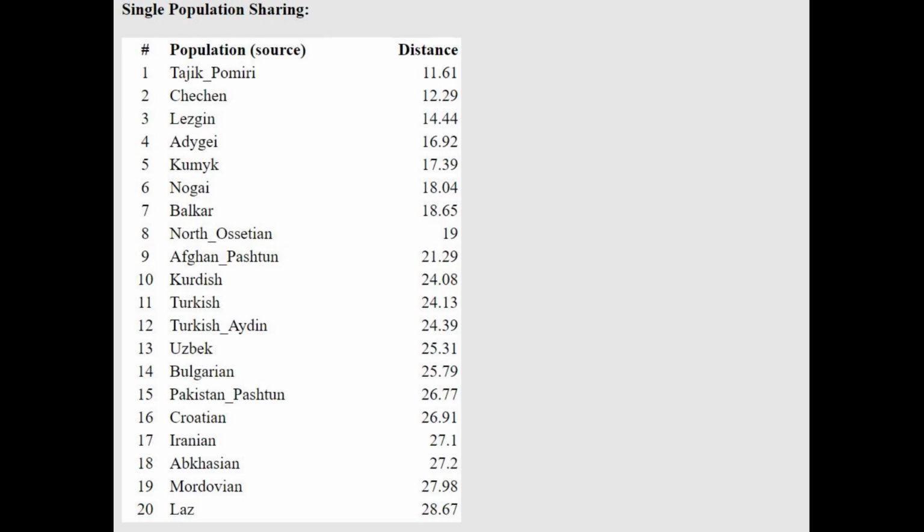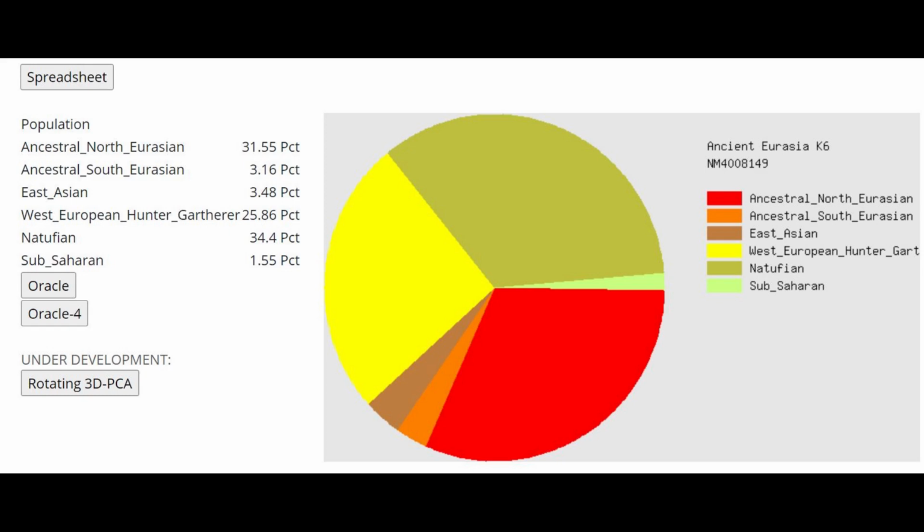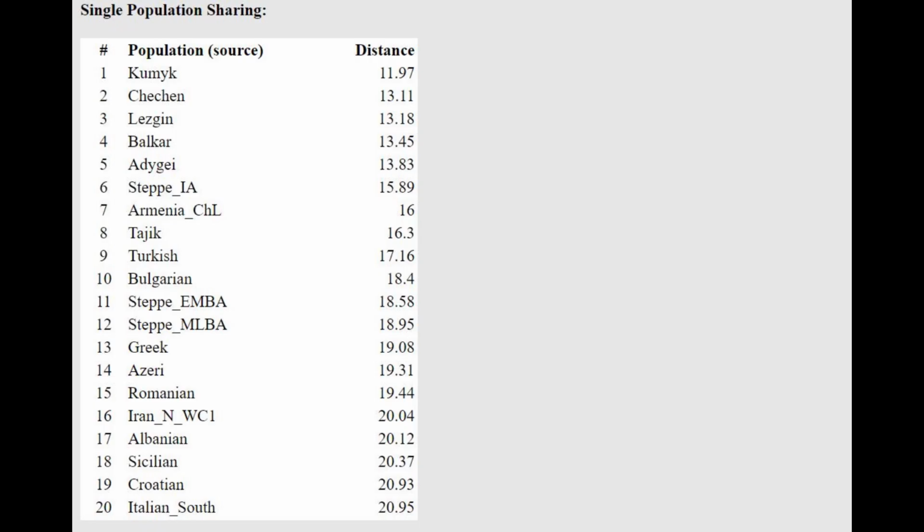With the Oracle, she's closest to Tajiks from Pamiri, actually, people not Tajiks, but a very high distance. And she's getting modeled as a mixture of Lezgin plus Russian or Lezgin plus Estonian, which is kind of what you see with the official G25 too, but the distance is pretty high here. And this is what she scores with Ancient Eurasia K6, and I'm just gonna say this, actually not as much Natufian as you would expect. She doesn't have much more Natufian than me even.